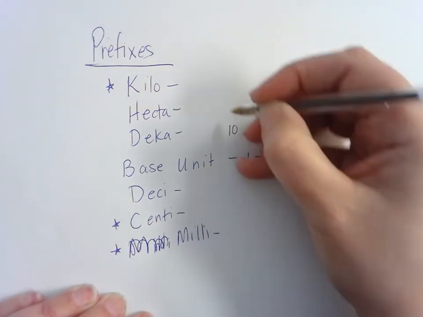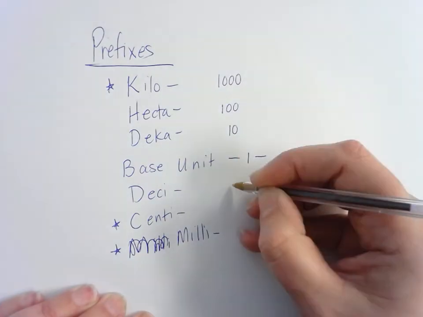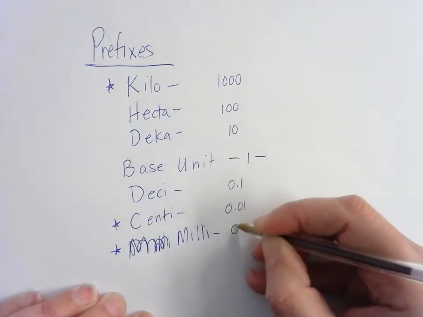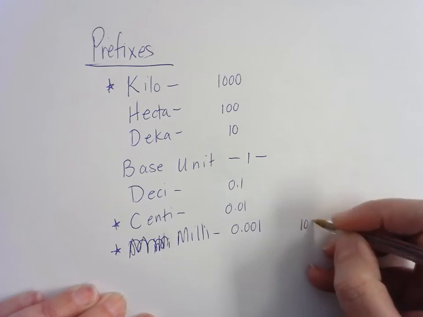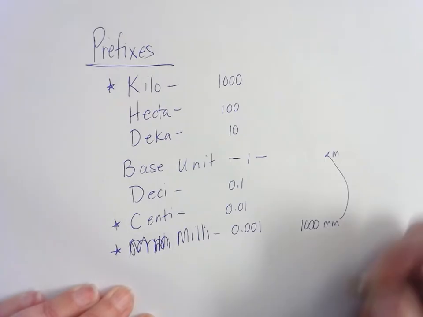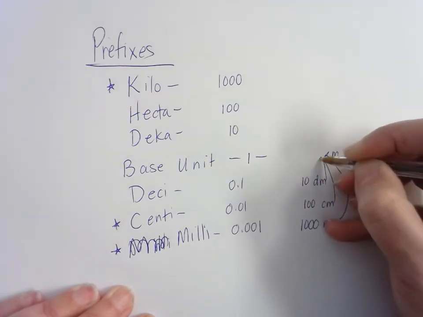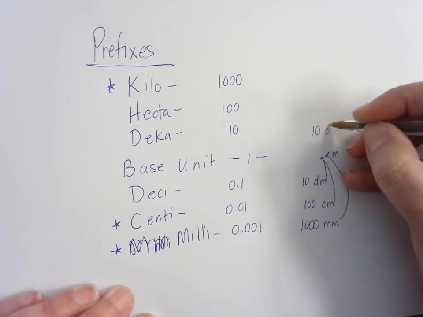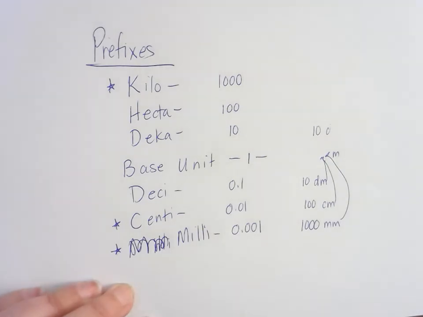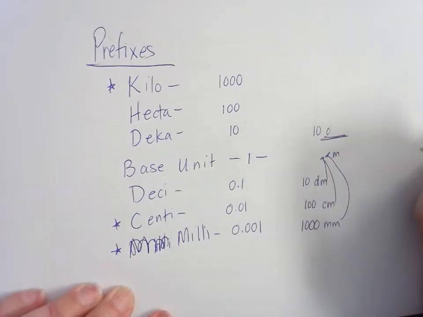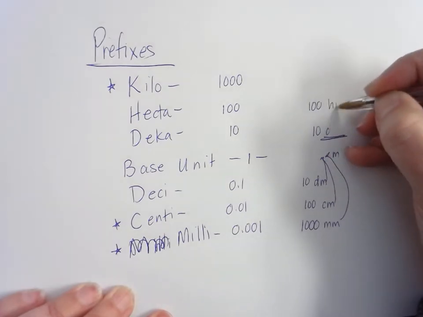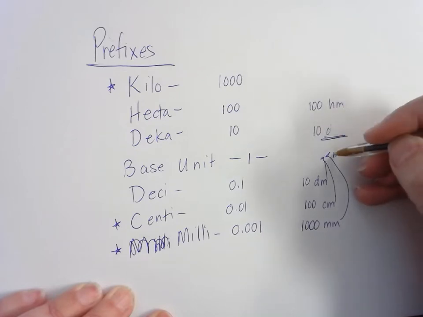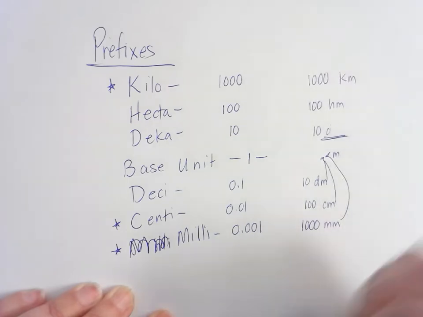Each line represents 10. There are 1,000 millimeters in a meter. There are 100 centimeters in a meter, and there are 10 decimeters in a meter for the base unit. If you go from the base unit up, there are 10 decameters. I don't remember what the abbreviation is, but you don't have to memorize it. There are 100 meters in a hectometer, and there are 1,000 meters in a kilometer.